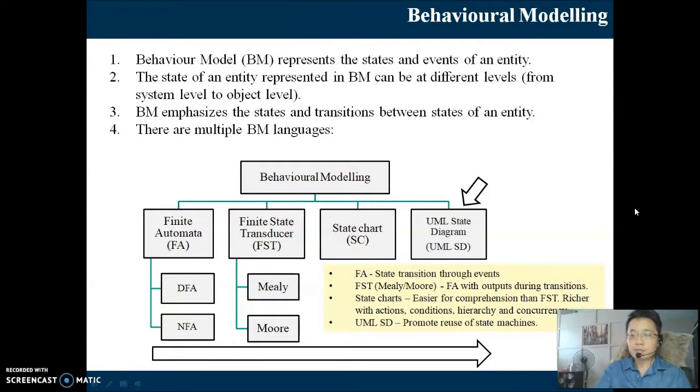So let's not waste time. Let's begin with the first behavior modeling language, finite state automata, briefly, followed by FST briefly. We'll be looking at more details in state chart, and finally some examples in UML State Diagram.